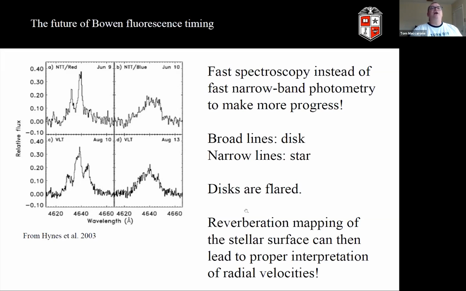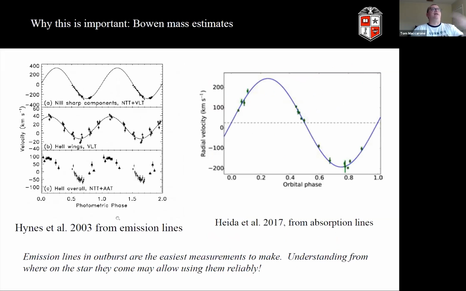Right, and then if you can reverberation map the stellar surface and figure out where the emission lines come from, that can help you really understand what's going on if you try to use the emission lines from the donor star to trace the motion of the donor star. Right, and that brings us to the next slide here. So on the left, we have the radial velocity curve from Hynes's paper from the emission lines. And on the right, we have the same system from Mariana Heida's work using absorption lines when GX 339-4 got into a really faint state.